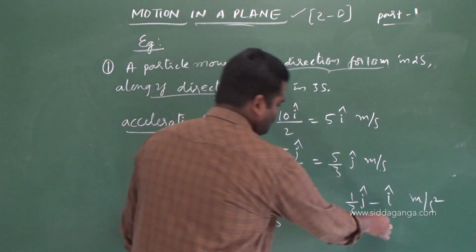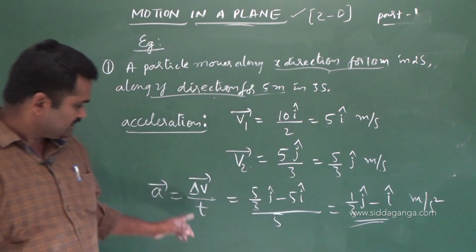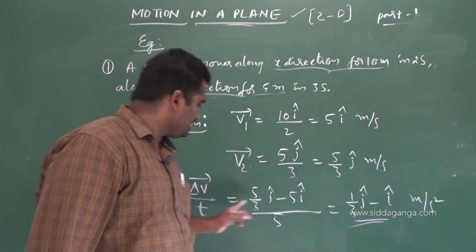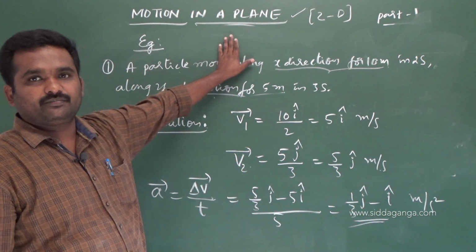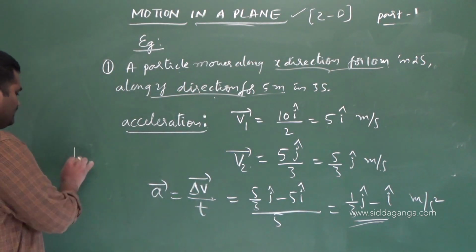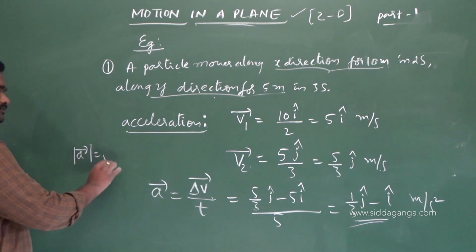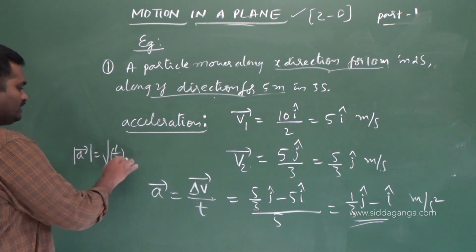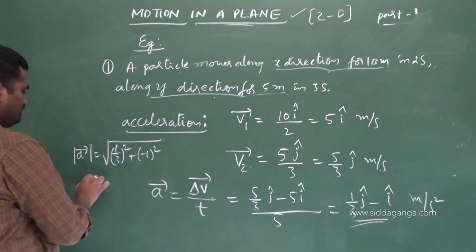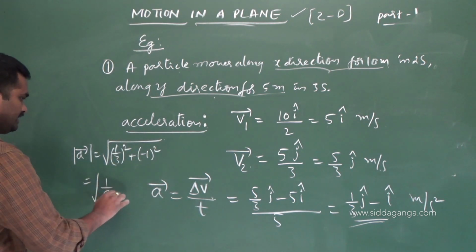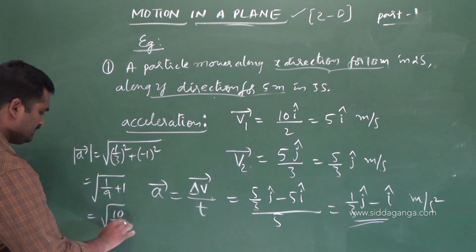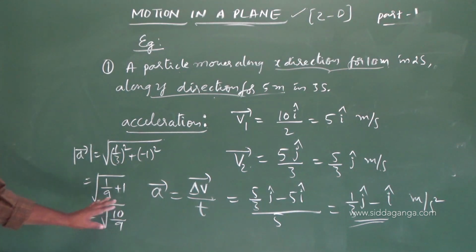Magnitude of acceleration: this is the acceleration, 1 by 3 j cap minus i cap, for the given problem. Like this you have to write. How to find the magnitude: mod A equals root of 1 by 3 whole square plus the i cap component, minus 1 whole square. You will get root of 1 by 9 plus 1, or 10 by 9, which is root of 10 divided by 9. Like this you have to write the magnitude.